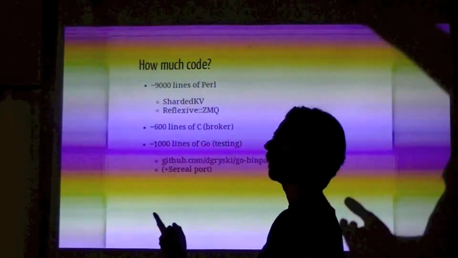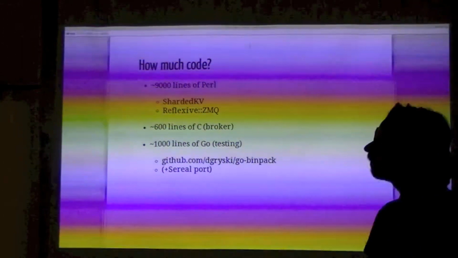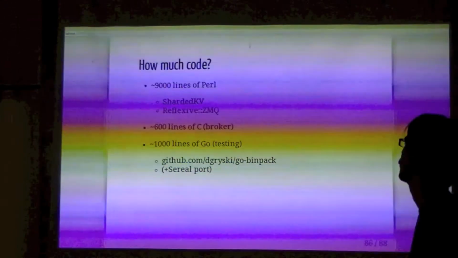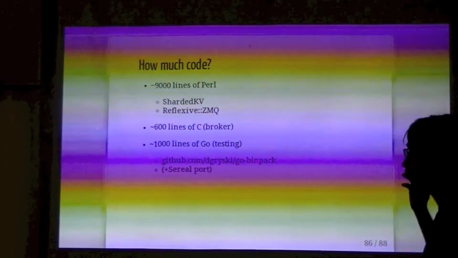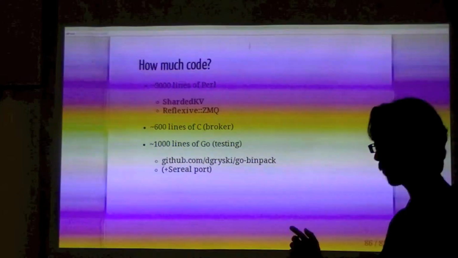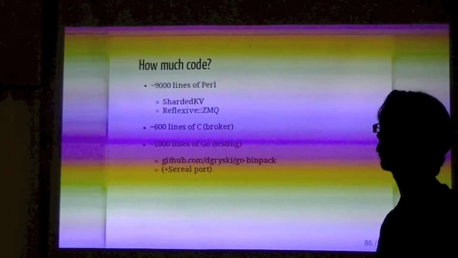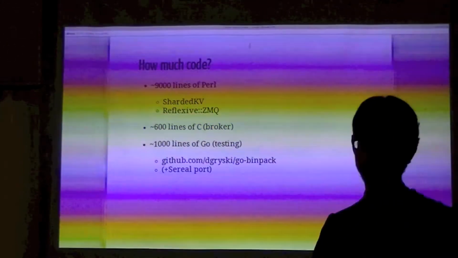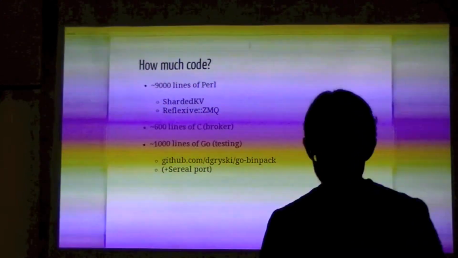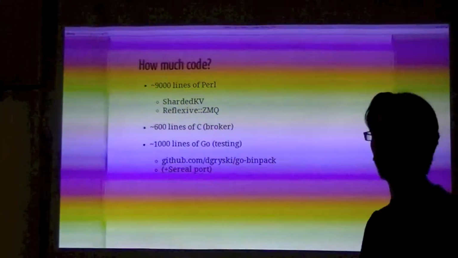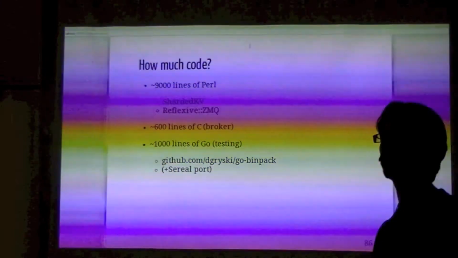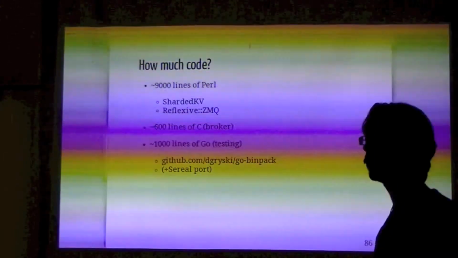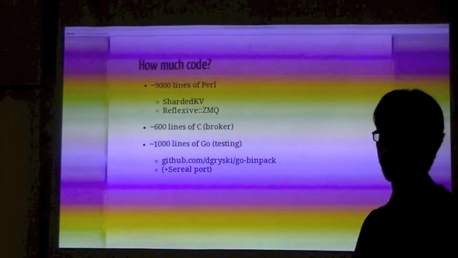Right, the main web app does not. The web app is just using the 0MQ library. The broker, which is just shuttling messages back and forth between the web app and the workers, is about 600 lines of C. And I wrote about 1,000 lines of Go code for testing the application. Our load tester was written in Go.